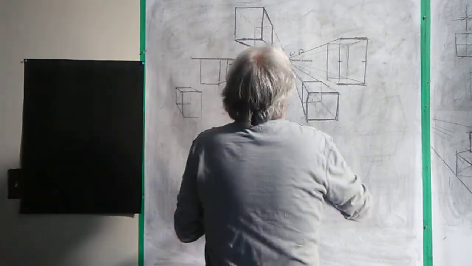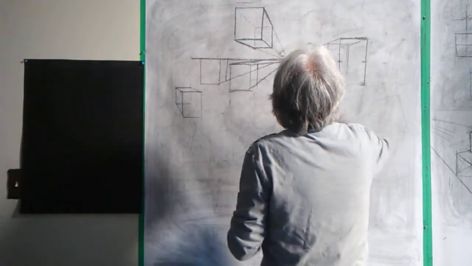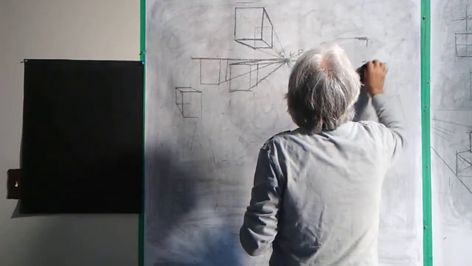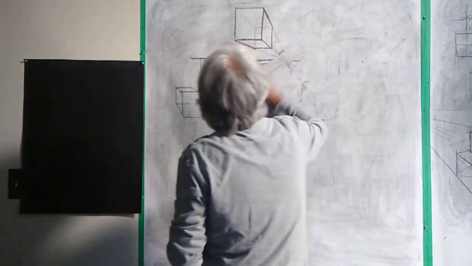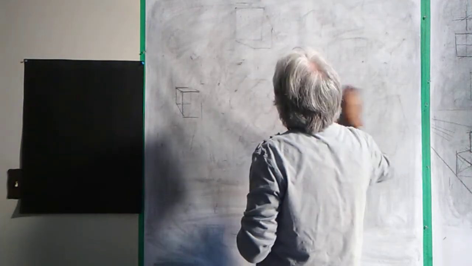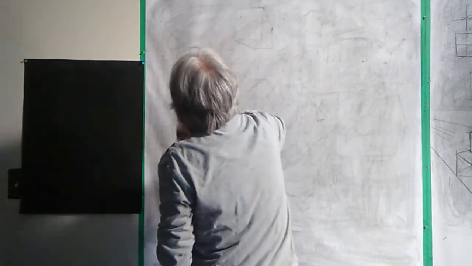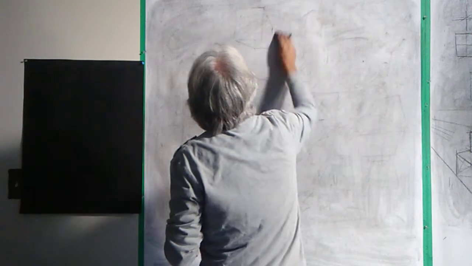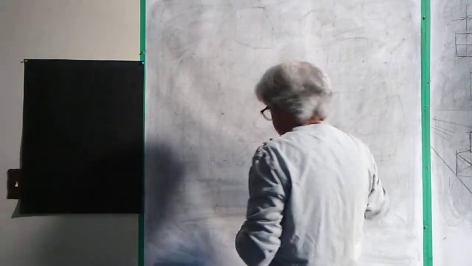So I'm going to get rid of this, and what you're going to do is stop the tape, and you guys are going to set up 2 boxes of your own, and you're going to draw them in 1-point perspective.